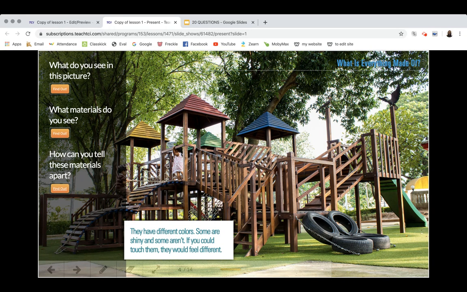Well, they have different colors. The slide is green. The play structure is a brownish color. The tires are black. Some of these things are shiny and some of them aren't. So the metal chain is pretty shiny, but the tires definitely not. If you could touch them, they would feel differently. So not only do they look different because they're different colors and some are shiny and some are not, but if you touch them, they would all feel very different.